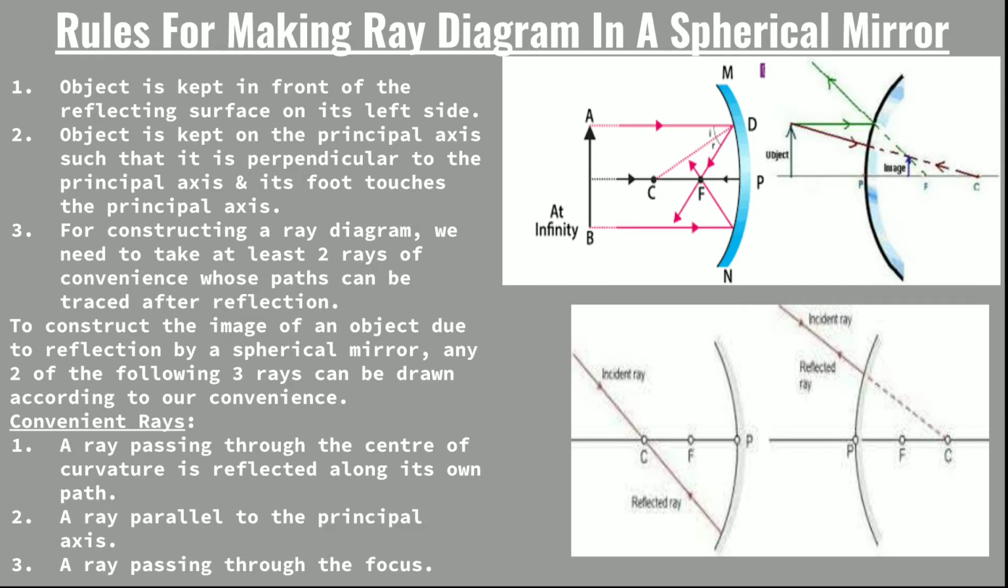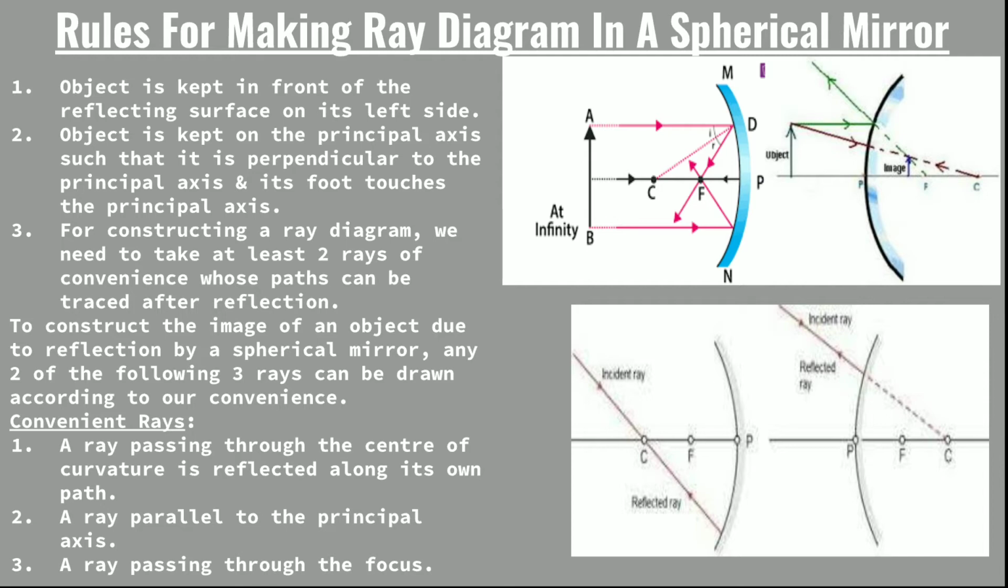Third, for constructing a ray diagram, we need to take at least two convenient rays whose path can be traced after reflection. Now, what are the convenient rays we are talking about? To construct the image of an object due to reflection by a spherical mirror, any two of the following three rays can be drawn.